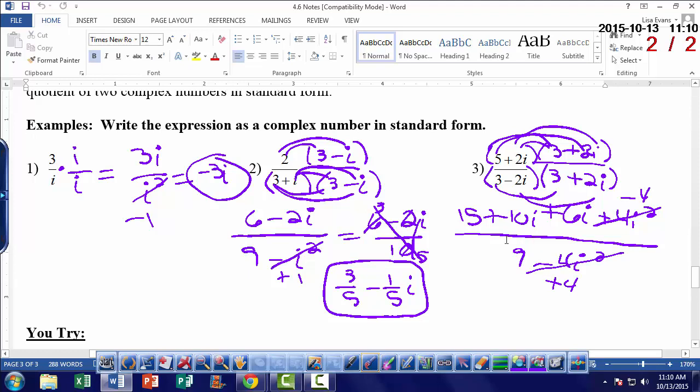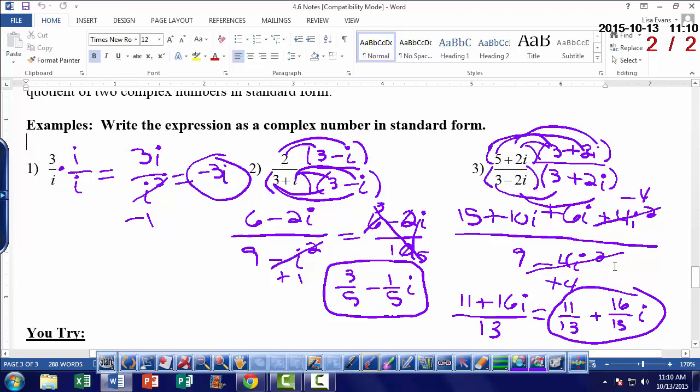Okay, now we're going to go ahead and add our like terms. So on the top, we're going to get 11 because I'm doing 15 minus 4, plus 16i. And then on the bottom, we get 13. Now, technically this is correct, but it's not in standard form, so we're going to write it as 11/13 plus 16/13 i. We want the real part and then the imaginary. So go ahead, pause this video, try the last one on your own.